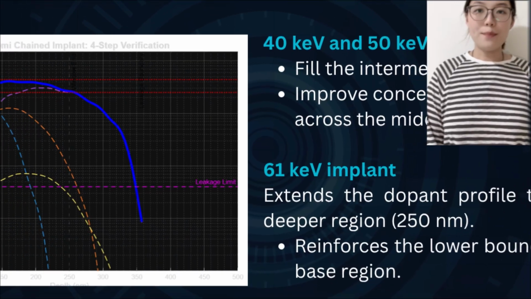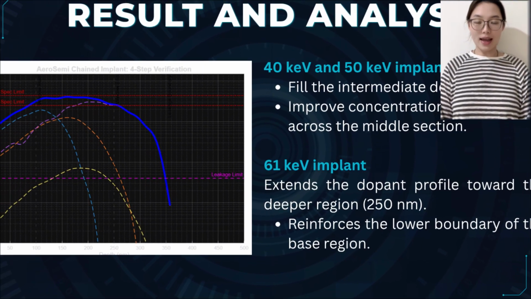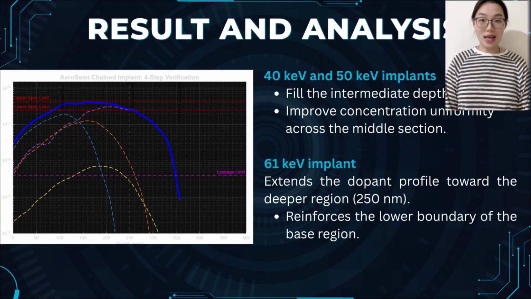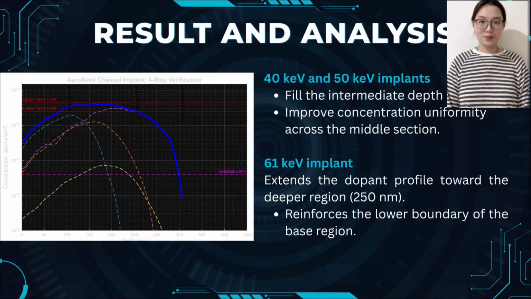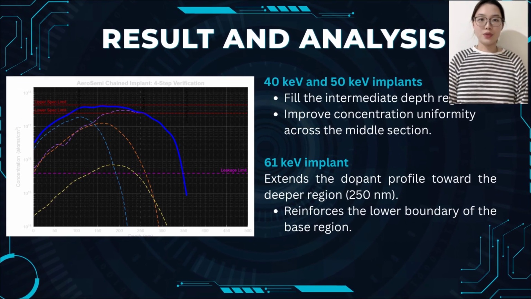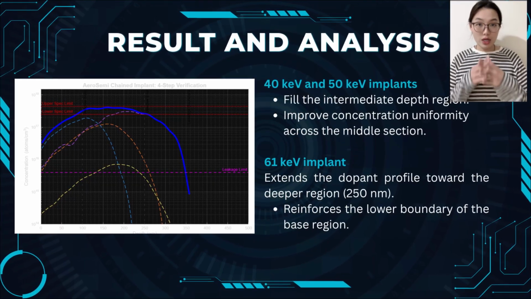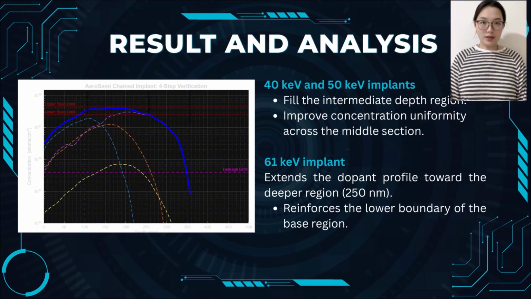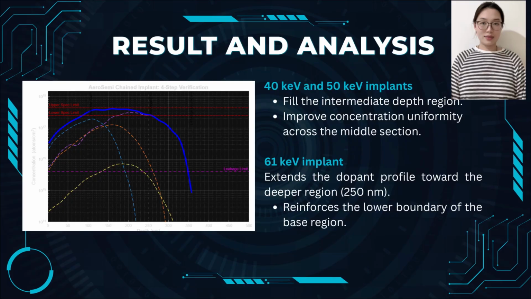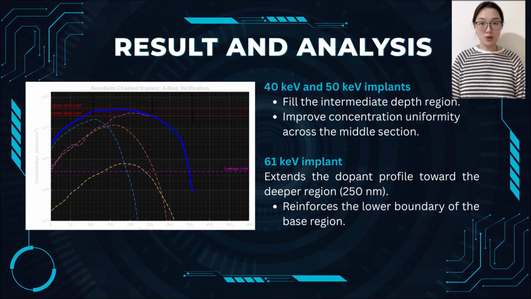Hello everyone, my name is Zhang Yingzhou and my matric number is A198950. Now let us look at the middle and deep parts of our chip layer. To fill the middle space, we used two energies, 40 keV and 50 keV. They work together like a bridge. They overlap each other. Our team used a computer code to calculate this.